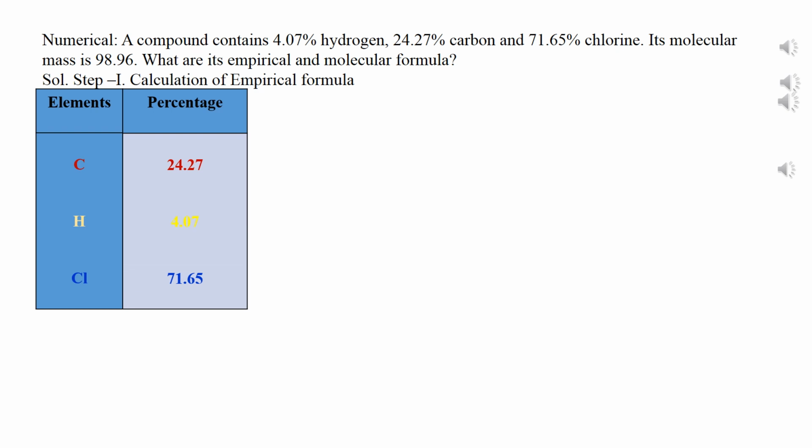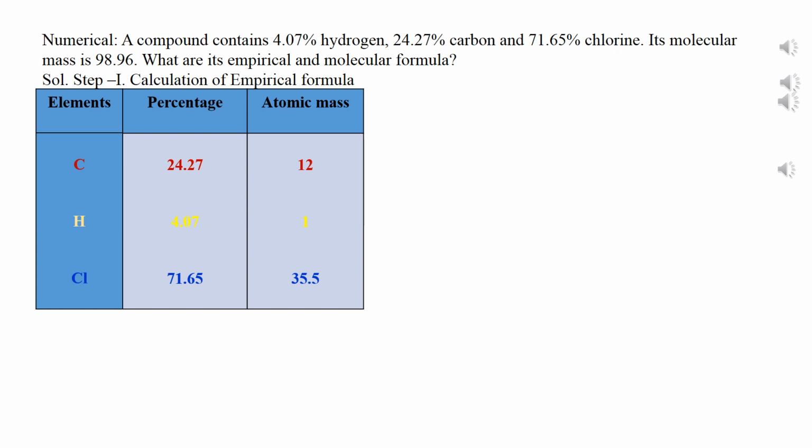So the percentage of carbon is 24.27, hydrogen is 4.07 and chlorine is 71.65%. Then we have to write the atomic masses of those elements. So first, the atomic mass of carbon is 12, of hydrogen is 1 and of chlorine is 35.5.